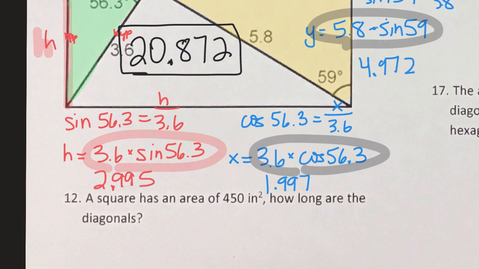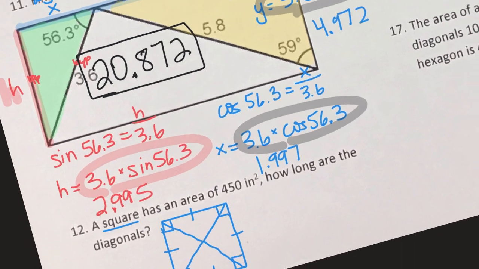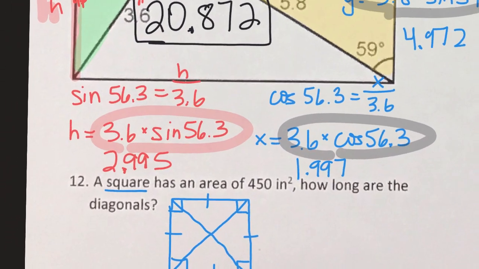Okay, number 12. A square has an area of 450. How long are the diagonals? So this one is our outside of the box thinking kind of deal. Because sure, we could figure out exactly what the side length is because area equals side squared. But what other kind of shape is a square? A square is also a rhombus. Okay, a square is a rhombus. Yes, it's a rectangle, but it's a rectangle with the same side lengths. So it's also a rhombus.